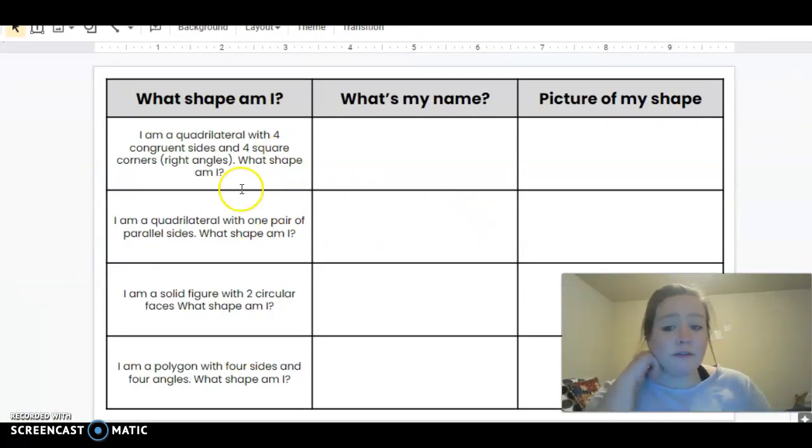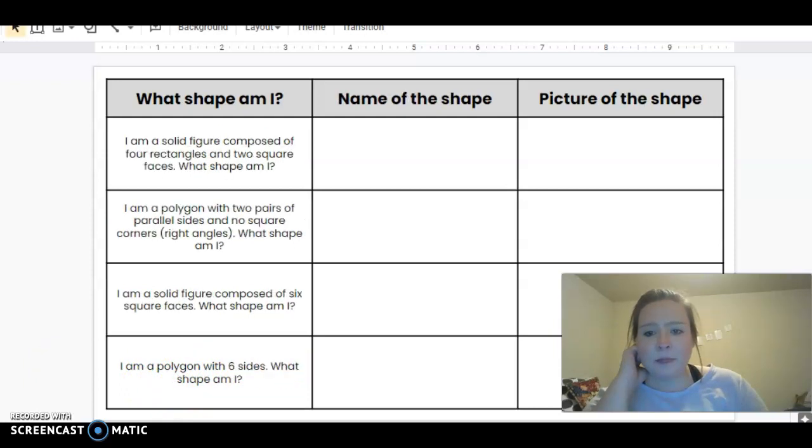All right? You have 8 of these. I'm a quadrilateral with 1 pair of parallel sides. What shape am I? I'm a solid figure with 2 circular faces. What shape am I? I'm a polygon with 4 sides and 4 angles. What shape am I? I'm a solid figure composed of 4 rectangles and 2 square faces. What shape am I? I'm a polygon with 2 pairs of parallel sides and no square corners or right angles. What shape am I? I'm a solid figure composed of 6 square faces. What shape am I? I'm a polygon with 6 sides.